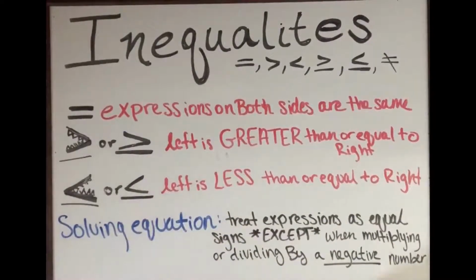Now when we have inequalities and we have variables and we're trying to solve for x or y, we treat the expressions the exact same as we would an equal sign. We just keep carrying it down. We don't even really acknowledge it. We do what we do to one side, we do to the other. We treat the expressions as equal signs except when multiplying or dividing by a negative number. So I'll get into that.